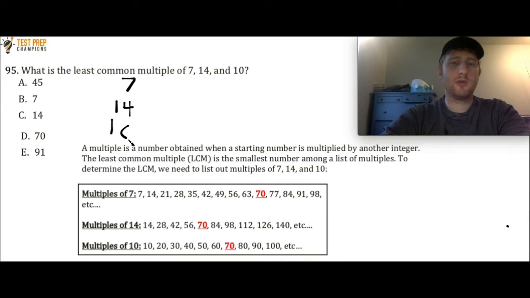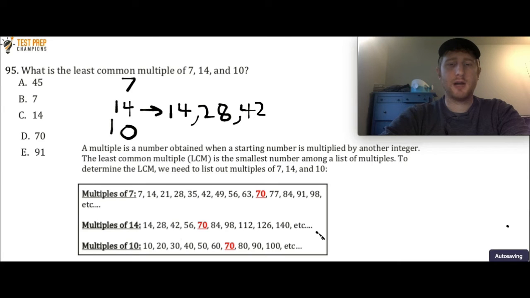Then you're just going to want to run through your times tables, and you can use your calculator because, for example, I don't know what the 14 times tables are off the top of my head. But if I put 14 times 1 into my calculator, that gives me 14. 14 times 2 is 28. 14 times 3 is 42, and so on and so forth. And just list them all out, kind of like I've done down here.